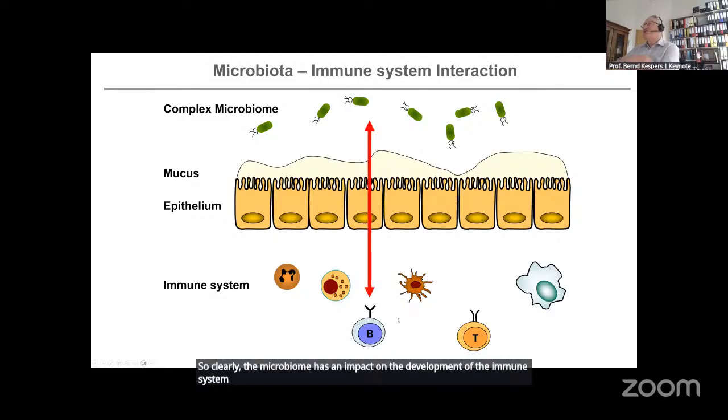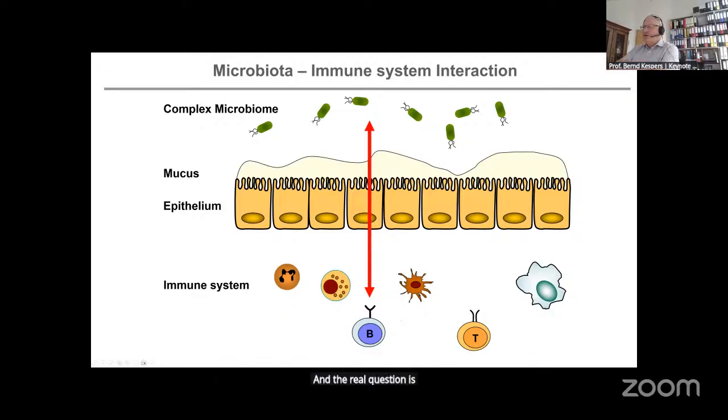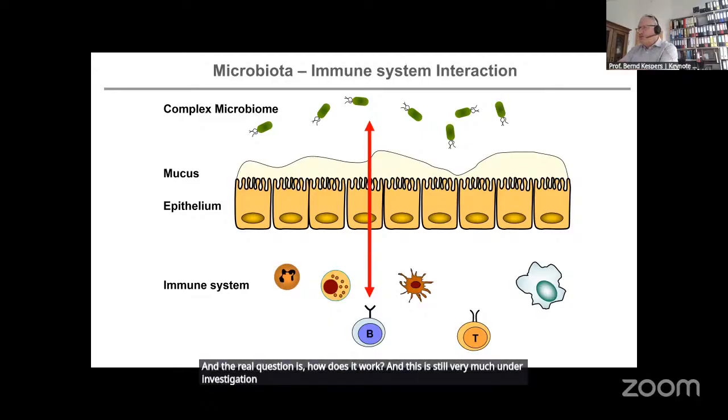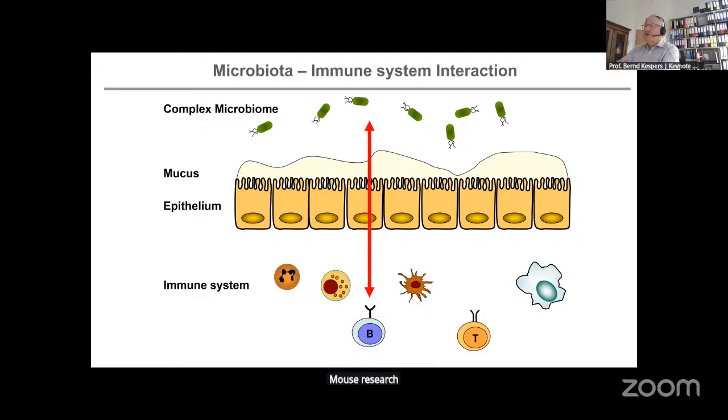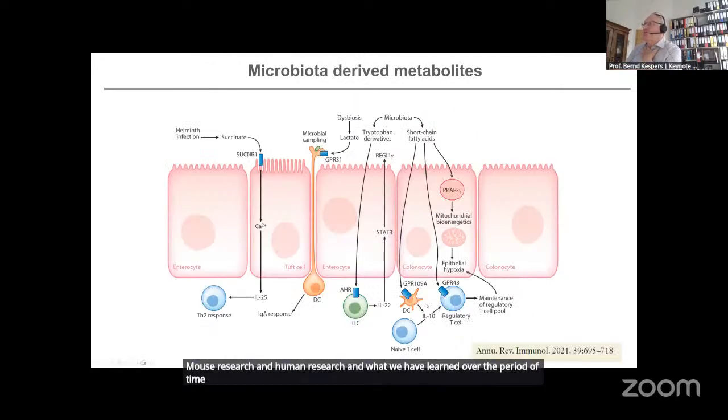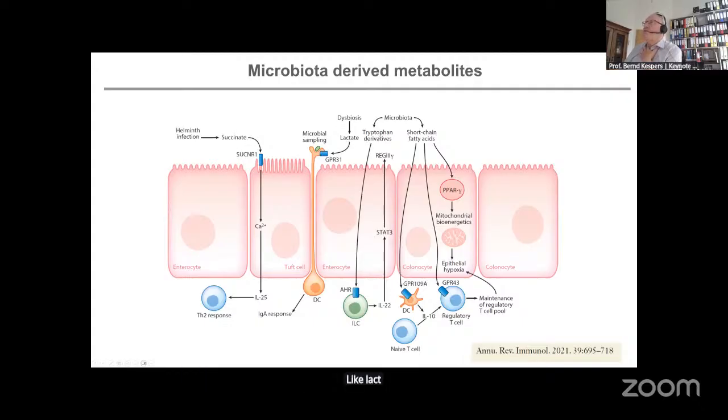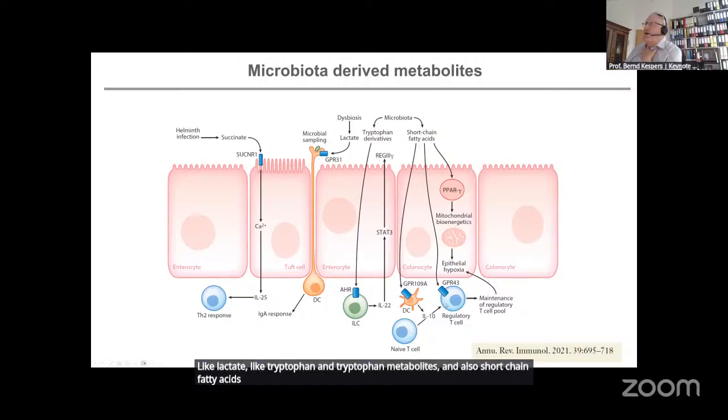And the real question is, how does it work? And this is still very much under investigation in mouse research, in human research. What we have learned over the period of time, nicely reviewed in this review some time ago, is that there are a lot of components like succinate, like lactate, like tryptophan and tryptophan metabolites, and also short chain fatty acids, which all have an impact on the cells of the immune system.